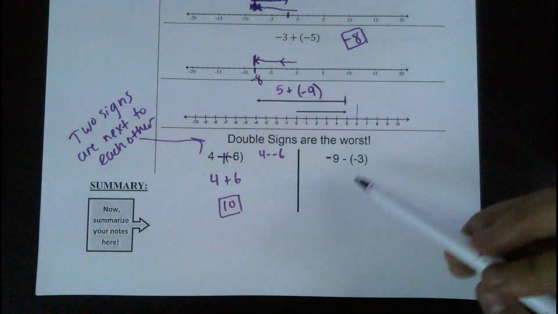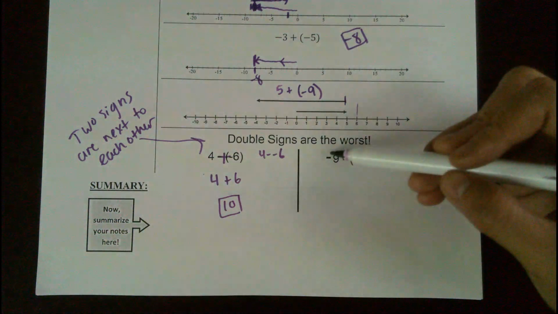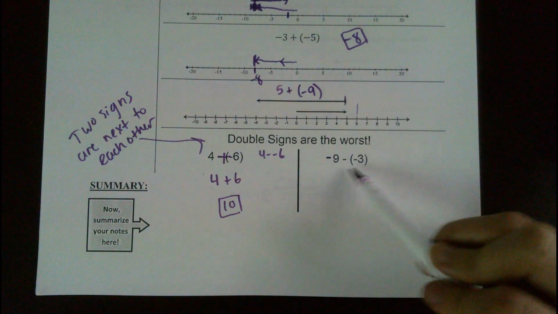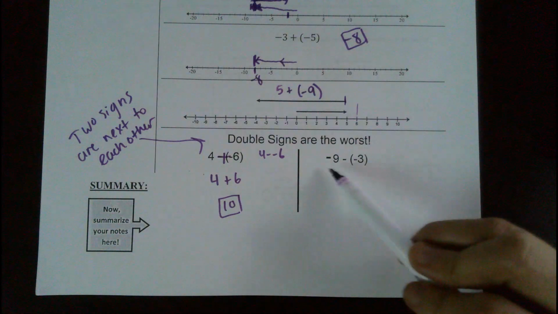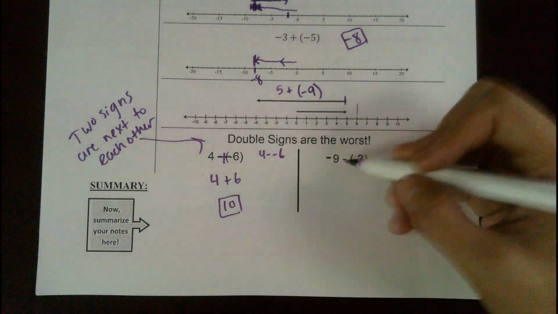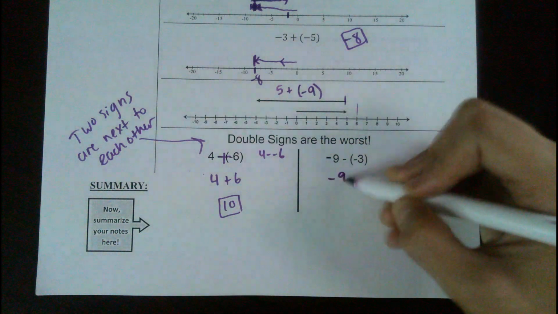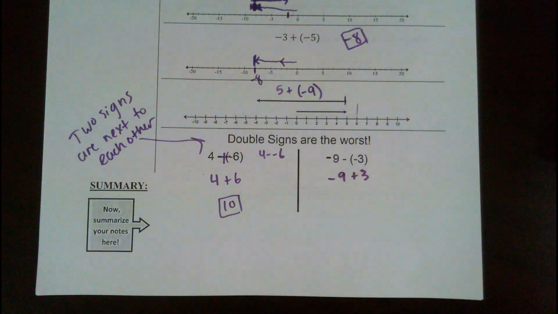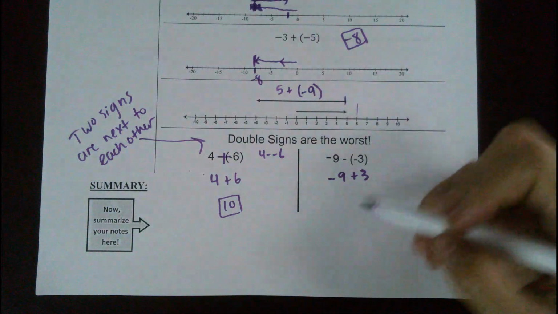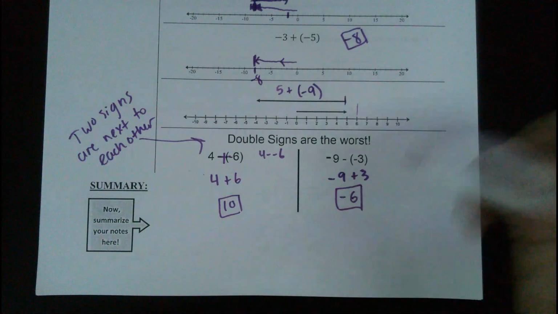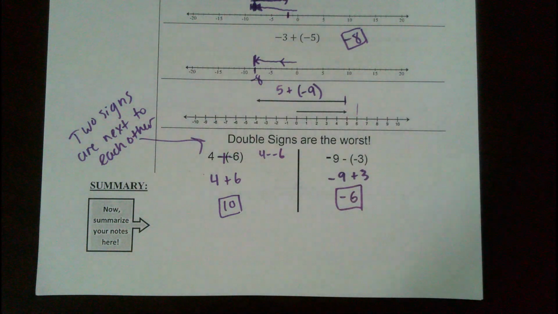And then this one gets tricky sometimes. It doesn't matter if there's a negative in front here. It only matters if there's 2 signs next to each other. So don't get confused about this negative in the front. We only care about the double signs right now. So this turns into a positive. We have negative 9 plus 3. And then if we think about that in money, or you can use the number line, negative 9 plus 3 is negative 6. Good job. All right, that is it for adding integers.